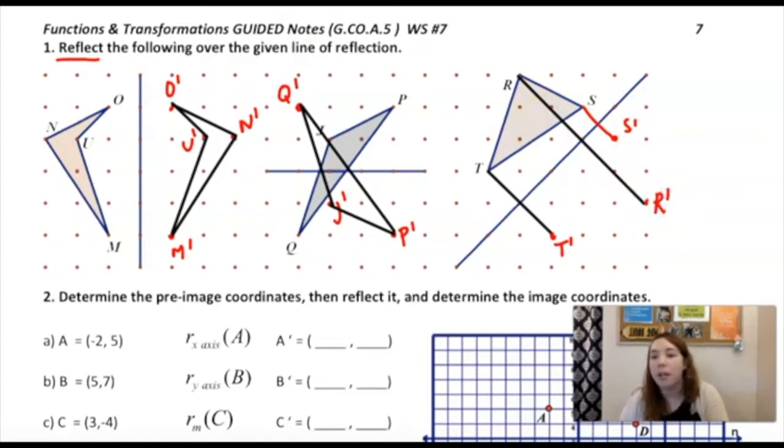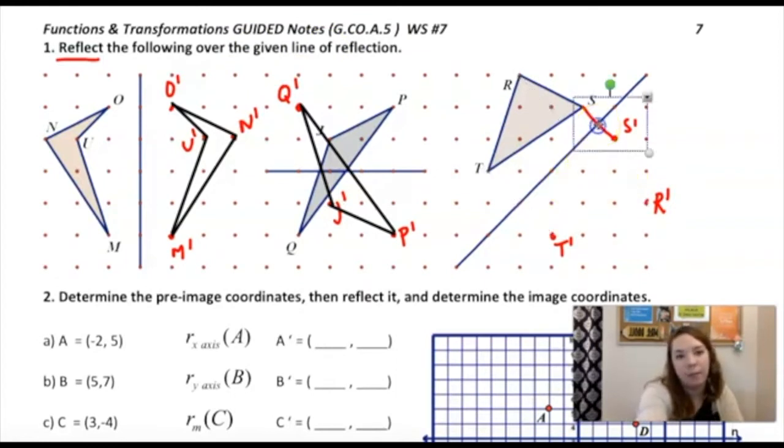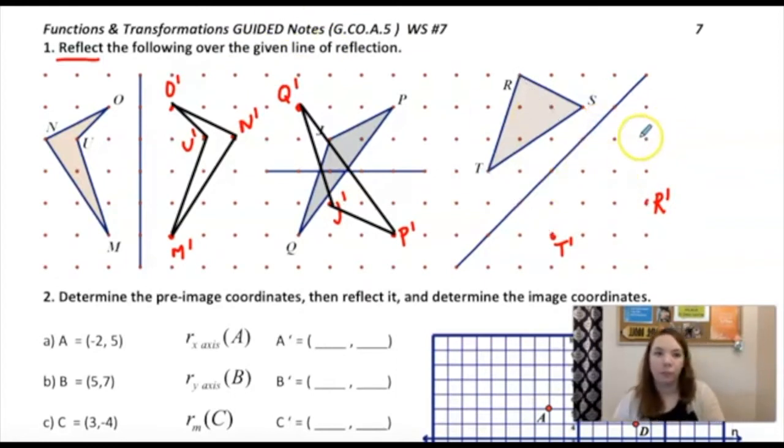This one would probably be an easier one to do with the coordinates, which I'm going to show you next, instead of just counting. All right, so I'm going to reconnect this now. There's our triangle.